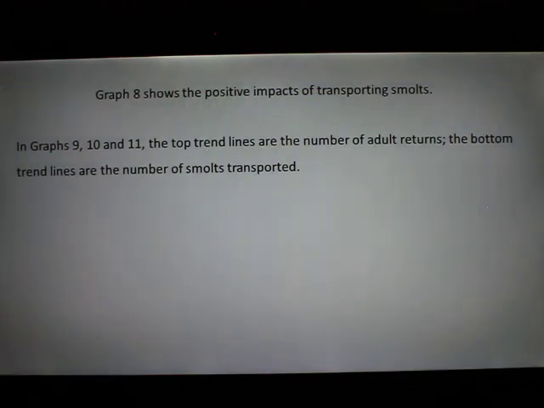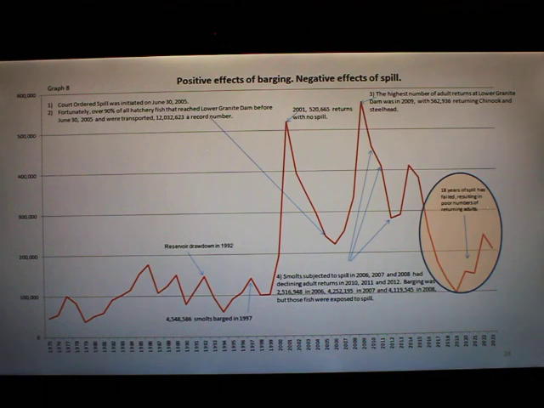Graph 8 shows the positive impacts of transporting smolts. Graph 9, 10, 11, the top trend lines are the number of adult returns. The bottom trend lines are the numbers of smolts transported. So it's a busy graph.